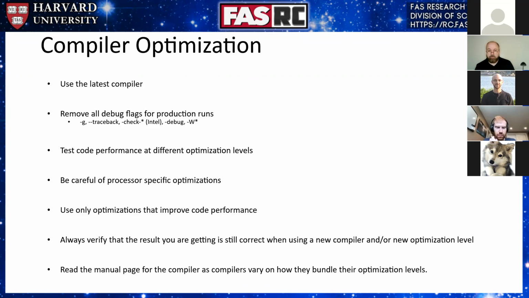If you actually want to see how much compiler optimization is being done, you can set it to no optimization and then start turning on levels of optimization. You'll see how much is done. It's quite astounding, really. So a few things about compiler optimization. First and foremost, use the latest compiler.